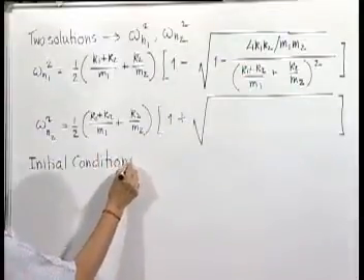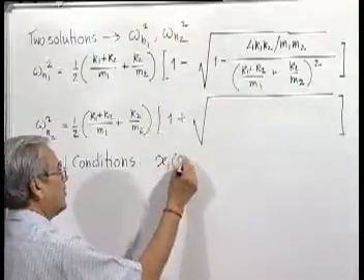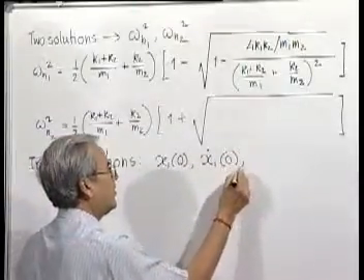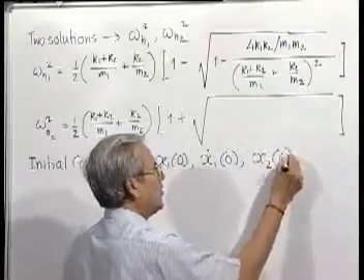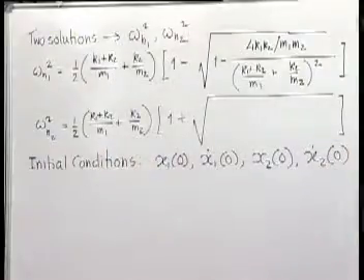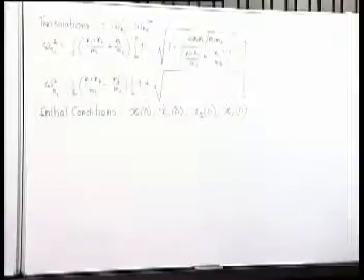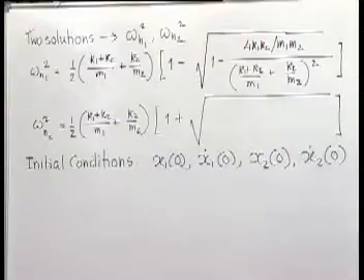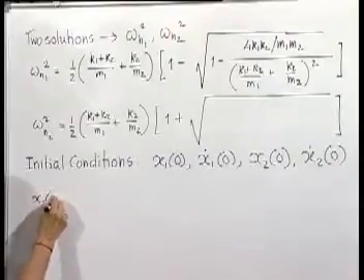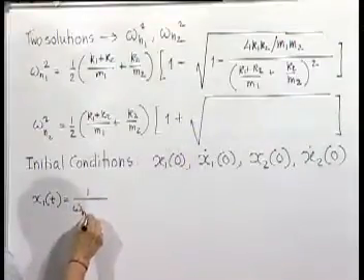Now, the solution will require the initial conditions. The initial conditions, what we can do, we can provide just a generalized situation. That means at t equal to 0, x1 is equal to x1 0, x1 dot, or the velocity, is x1 dot 0, x2 is x2 0, and the velocity x2 dot is x2 dot 0. These are the 4 initial conditions.